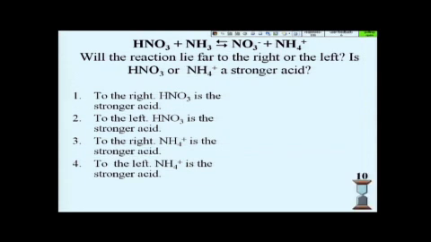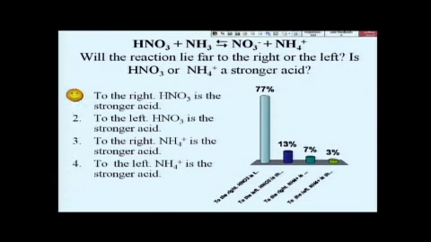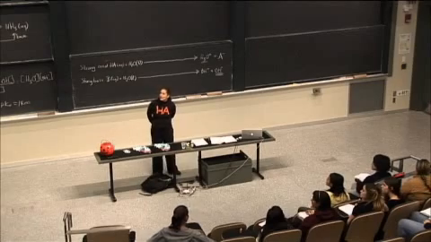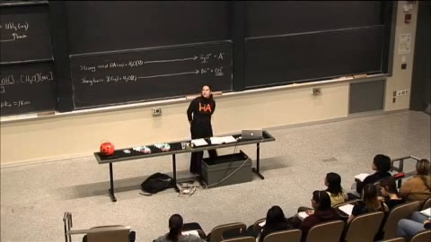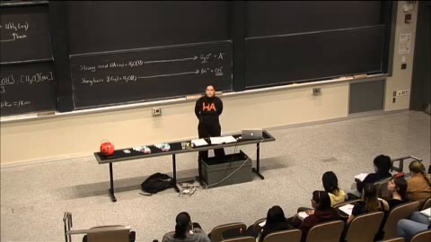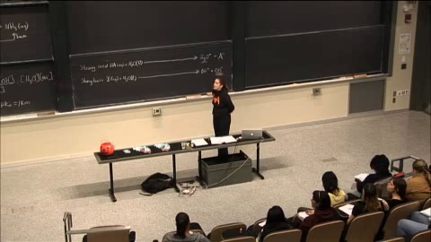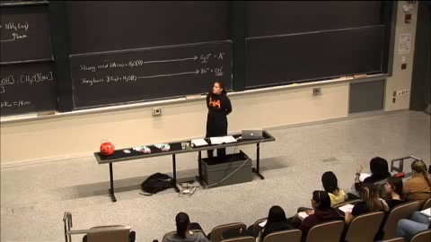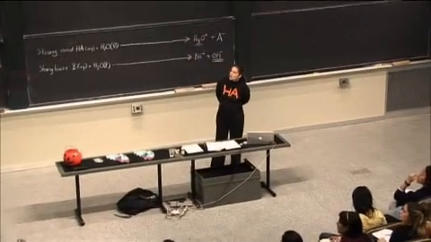All right, let's give 10 more seconds. Yeah, people did pretty well on this. So you could have thought about it in terms of the overall K or of the individual Kas. The stronger acid is the one with the larger number, and HNO3 had a number of 20, so that was pretty big. So that's a really strong acid.